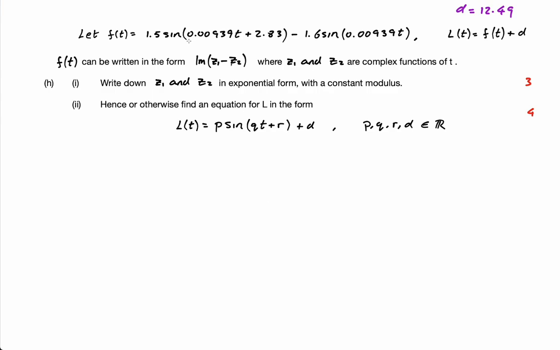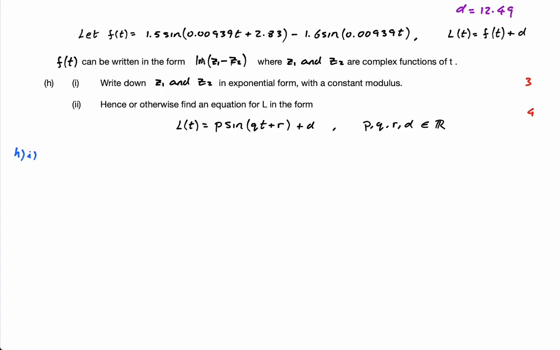Okay, now, just because this question isn't hard enough, they are bringing in complex numbers. So now we have f of t is this function, which basically means L of t is f of t plus d, and we have d from the previous part is 12.49. So we want to basically find f of t. If we can find f of t, we can write it like this, and this is essentially what they're asking us to do.